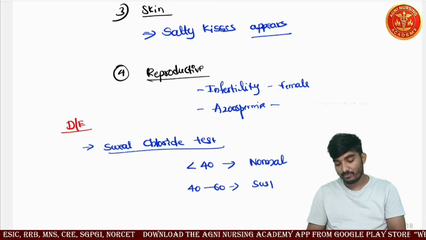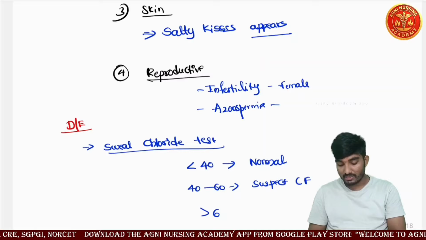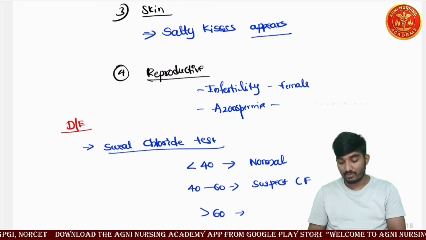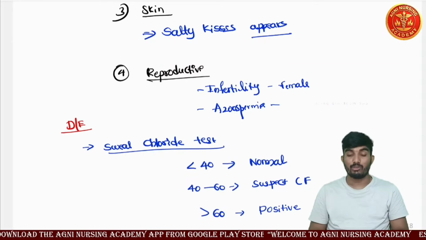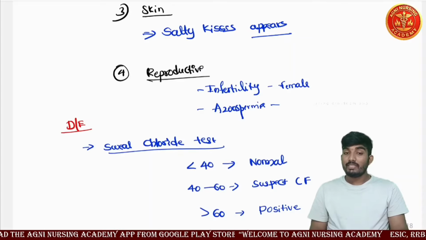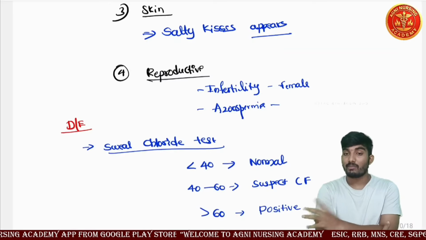Suspect of cystic fibrosis. If the value is more than 60, then we call it a positive test for cystic fibrosis. In this test, there is a chance that the value is not correct in the presence of some other abnormalities.